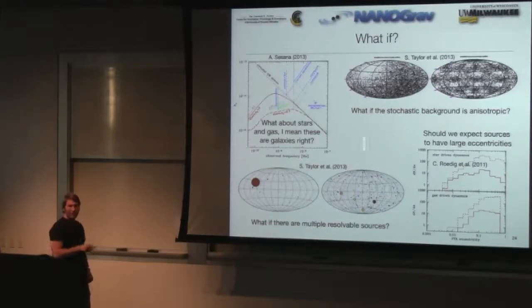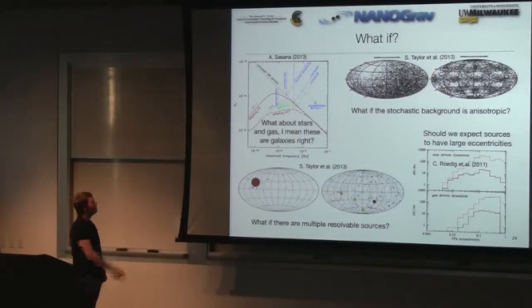So the current areas of research, moving beyond this isotropic background and circular sources, ask: what happens if you have an anisotropic background? What happens if you have multiple sources that stand out above the background instead of just one? What are the eccentricities? Are these sources really circular, or would we expect something with a much higher eccentricity, which will require much different search techniques?